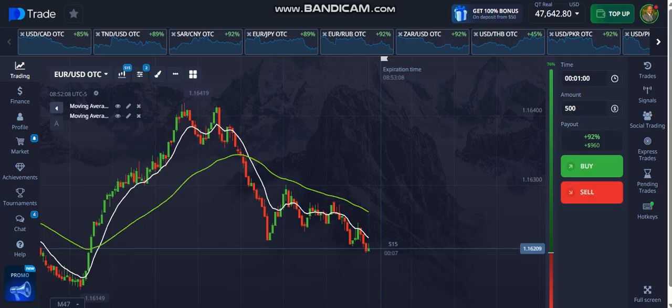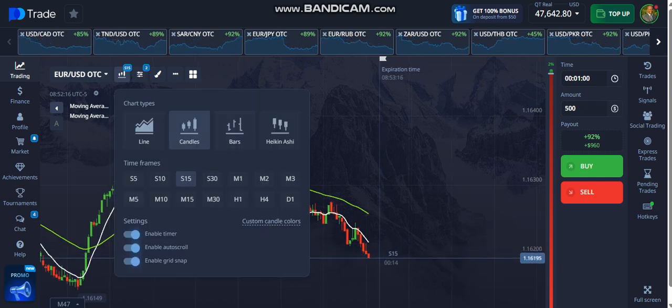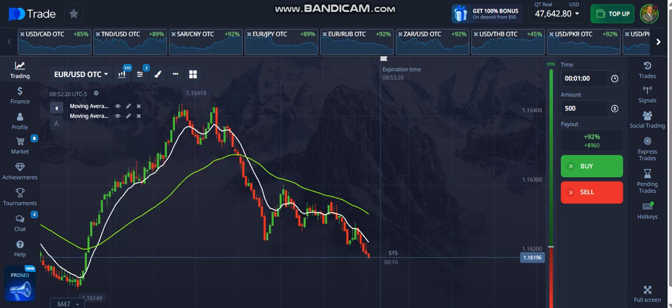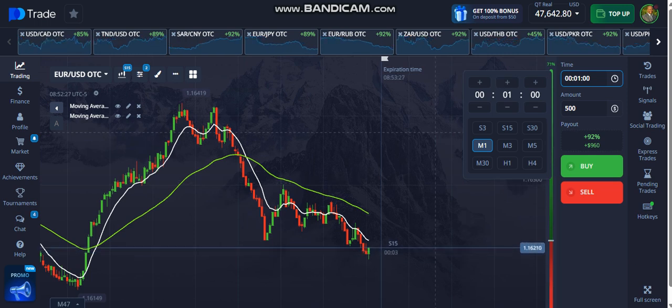The second moving average is the 50 period EMA, exponential moving average, and I've set the line to green and 2 pixels. Okay, in addition to that, my candlestick charts I've set to 15 seconds, regular Japanese candles, and my trade timer to the right here I've set to 1 minute. So I'm going to be taking 60-second trades.